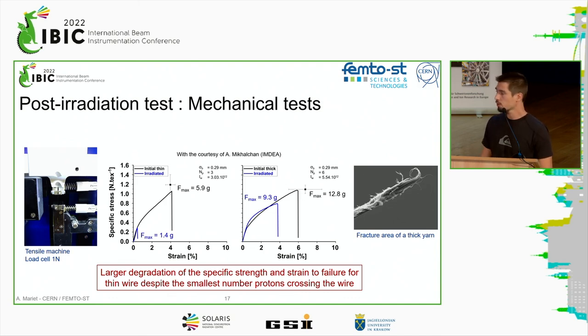Finally, because that was the purpose of our test, we tested them in tension. And what we observed is very clear. We have a large decrease of the properties, specifically for the specific strength and the strain to failure, after irradiation compared to before. And what is surprising is that with the thinner batch, even if the number of protons crossing the wire is lower, the decrease of the properties is much higher. So something needs to be investigated. Maybe the linear density has a role, but we don't know exactly.